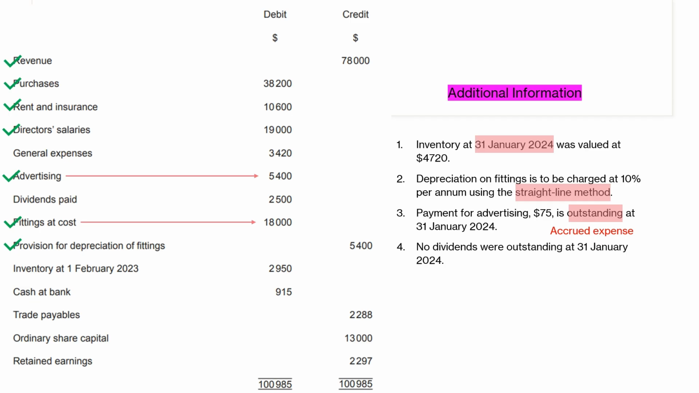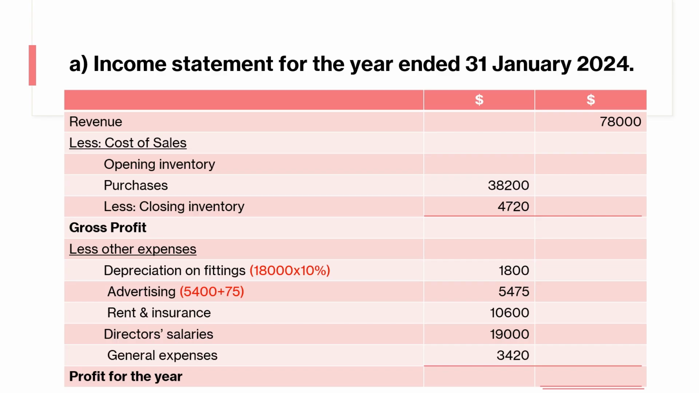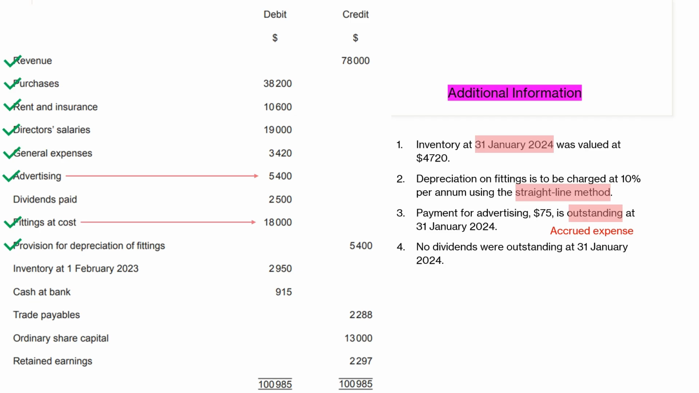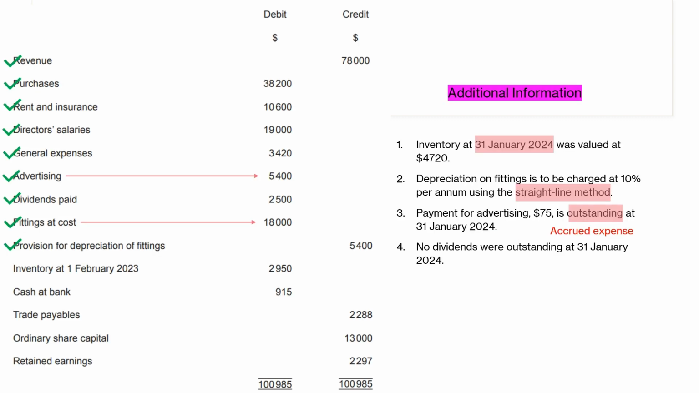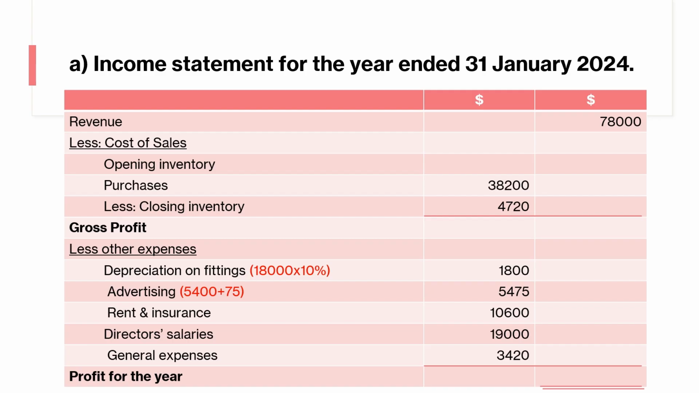General expenses of 3,420 goes under other expenses as well. Then we have dividends paid, 2,500. So this goes to the retained earnings calculation, 2,500. Inventory at 1st February 2023, this is the opening inventory. So opening inventory goes only in the income statement over here.